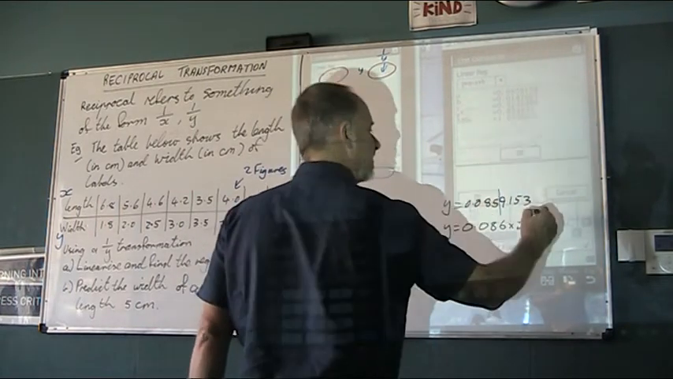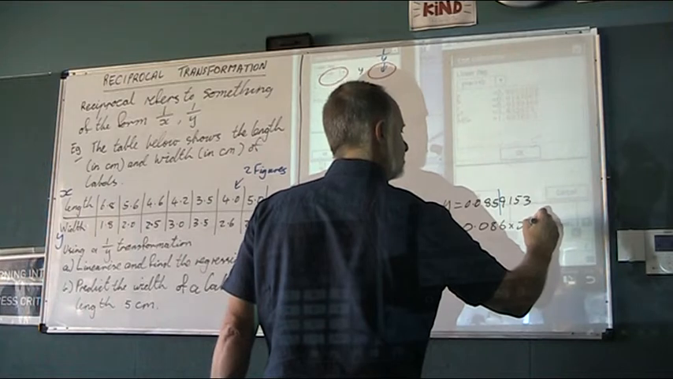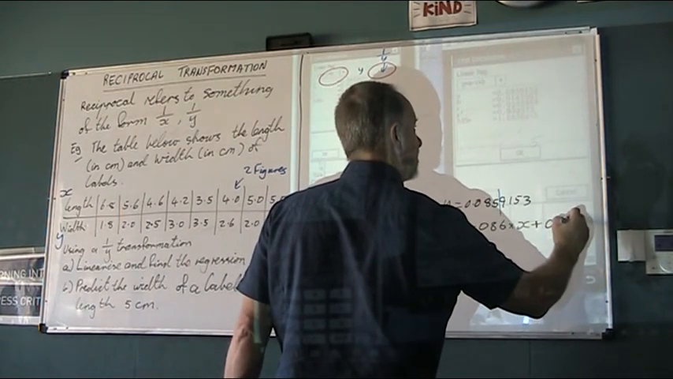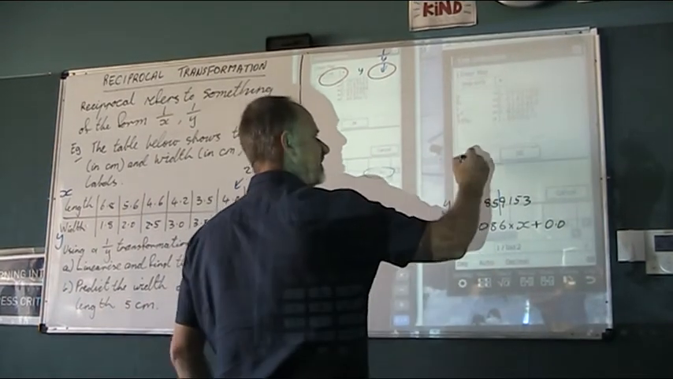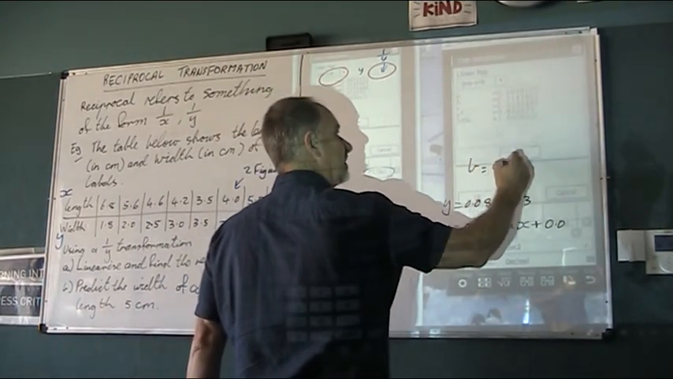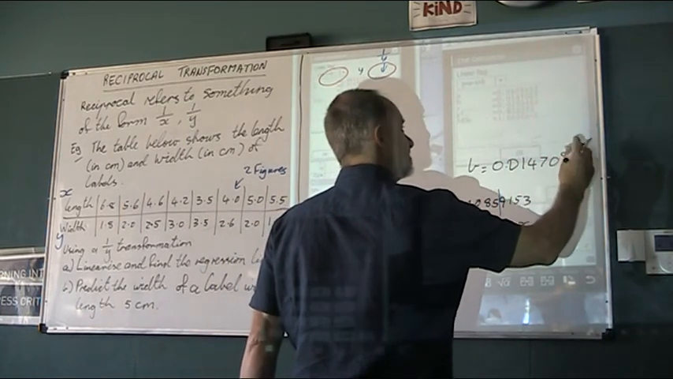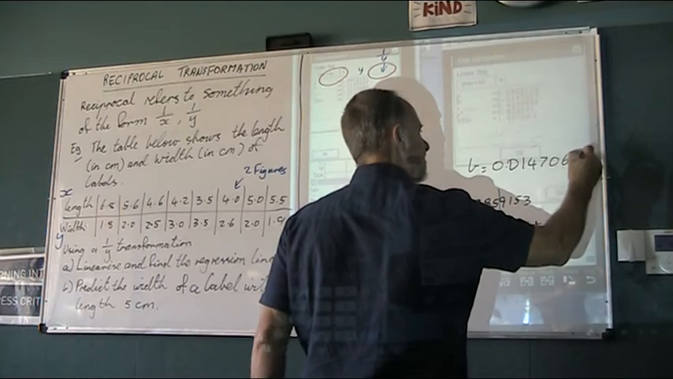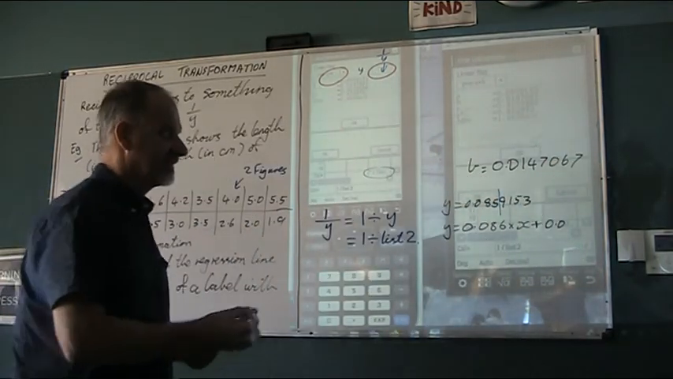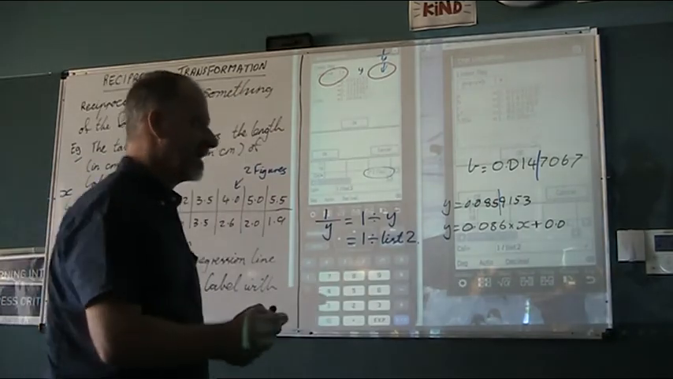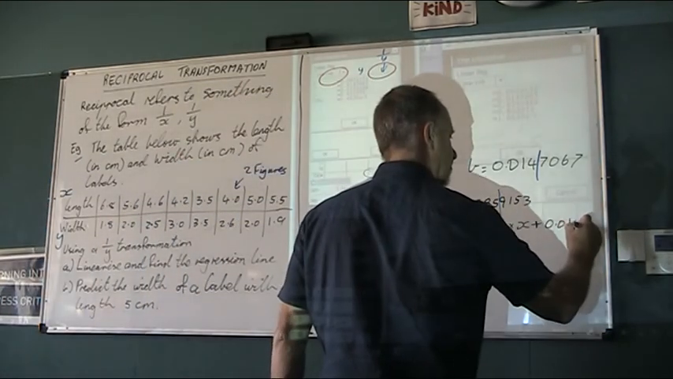and the b is plus 0.0. Alright, so b is 0.01470967, I should say. Again, two figures, so I've got to chop it through here. So when I chop it through there, it becomes 5.